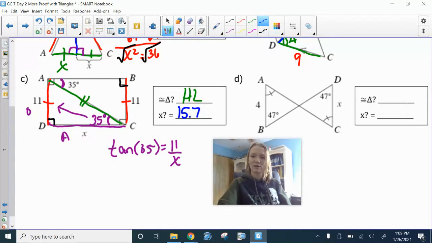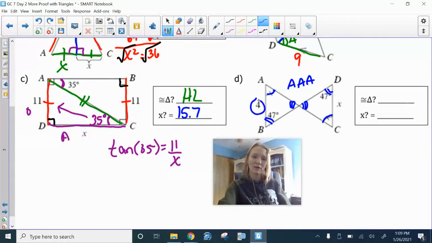All right, last one. Do we have congruent triangles? We do have an angle that's congruent. We have another angle that's congruent. So we have similar triangles. We have a third angle. We know the vertical angles are congruent. But we don't have angle, angle, angle. That's all we have so far.